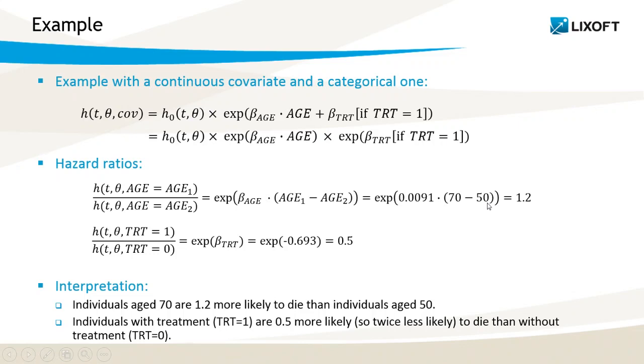These ratios can be interpreted in the following way. Individuals age 70 are 1.2 times more likely to die than individuals age 50. That's what this number here is telling me. Similarly, individuals with treatment are 0.5 times as likely, so this means twice less likely to die than without treatment. This is what I get from this example here.